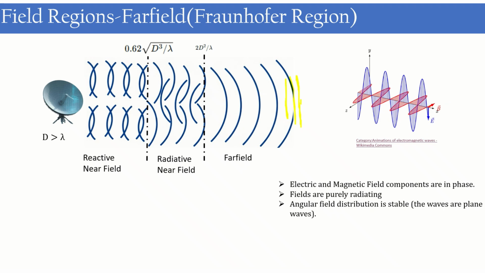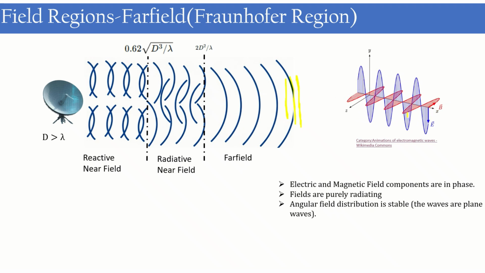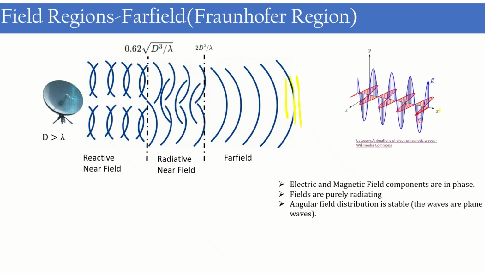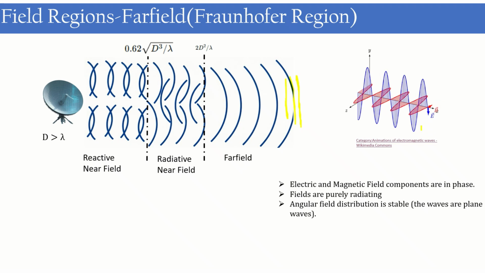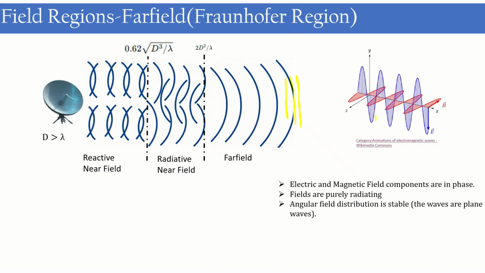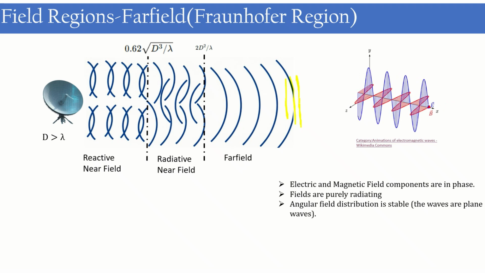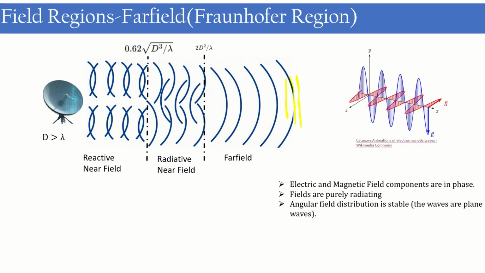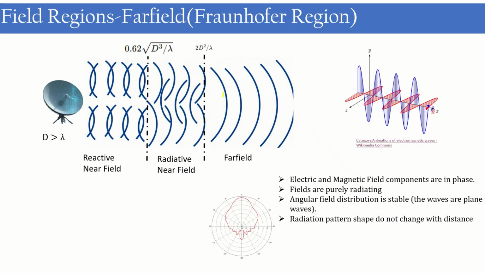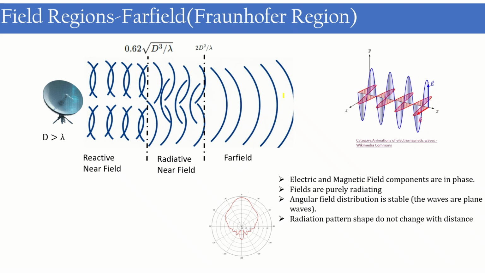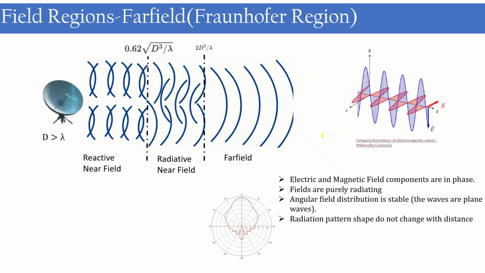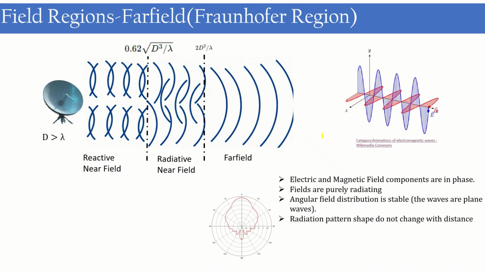Here the electric field and magnetic field components become in phase. That means the variations of both the electric field and magnetic field will be in phase. So the fields are purely radiating, and we can say that the angular field distribution is stable. If we measure the radiation pattern in this region, it won't change much with respect to the distance.